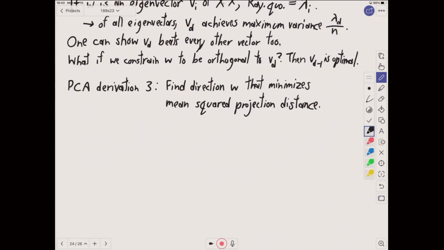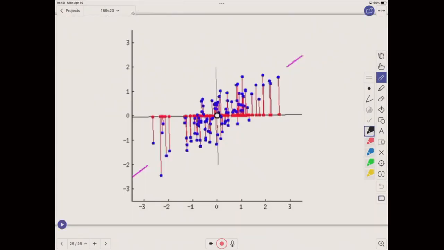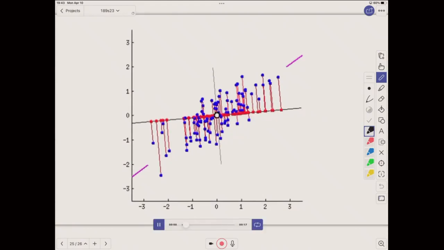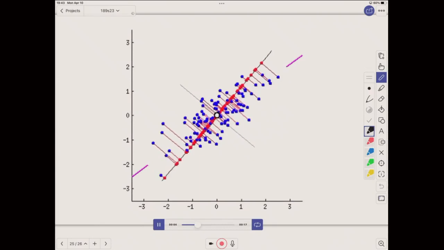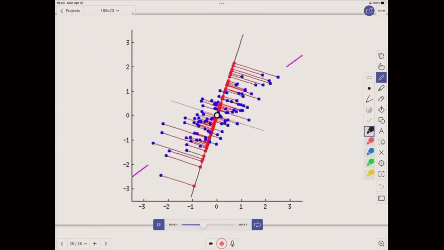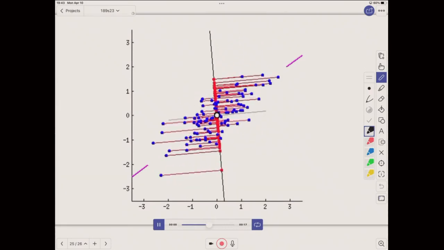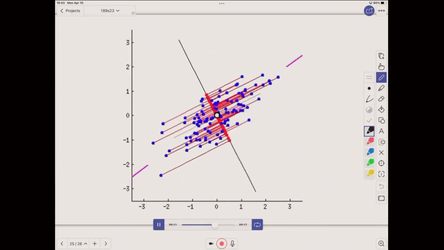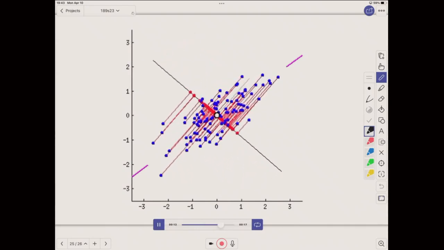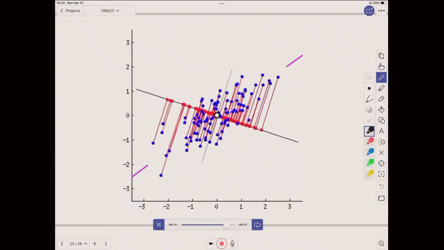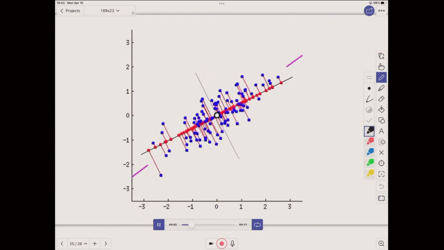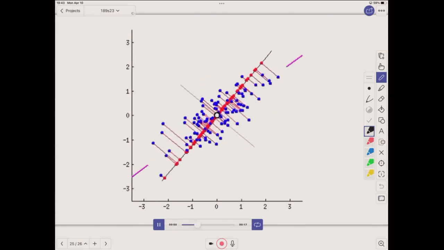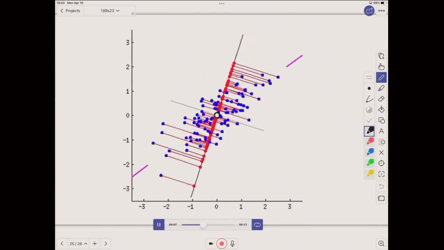Let me visualize this so you can see what I mean by mean squared projection distance. So in this animation, we have a bunch of data points in blue. We are taking our line and we're rotating it around the origin, trying to find the best line. And what I want you to notice is the red edges that connect each data point to its projection on the line. So what we want to minimize is the sum of the squares of the lengths of those red edges.